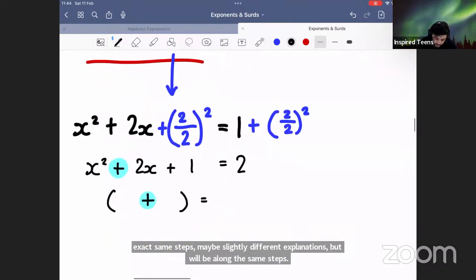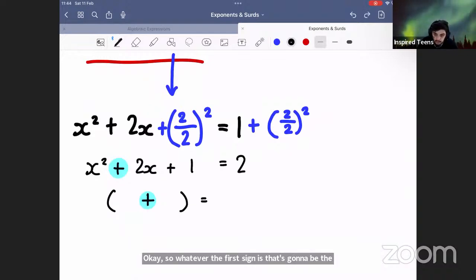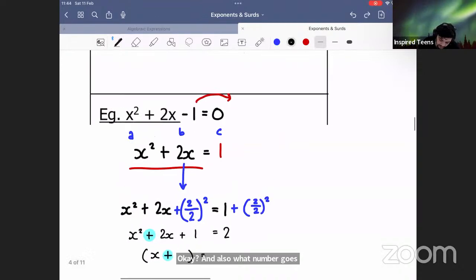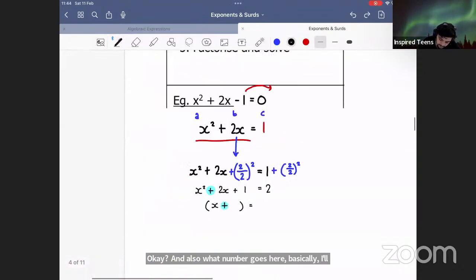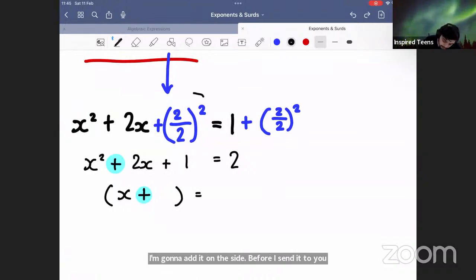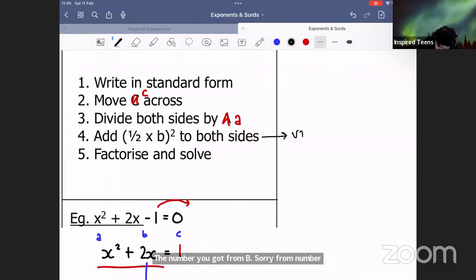Whatever the first sign is, that's going to be the sign there, number 1. Number 2 is the square root of the first term, which is normally x, goes there. And also, what number goes here? I'll add it in the notes on the side before I send it to you guys. But the number you got from number 4, this value becomes the second term in the bracket.